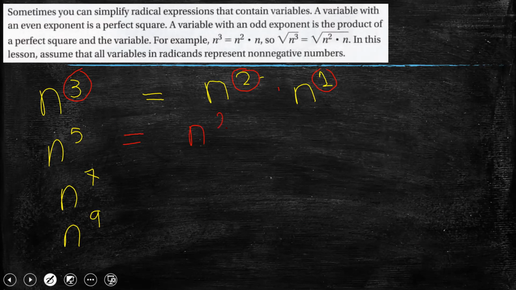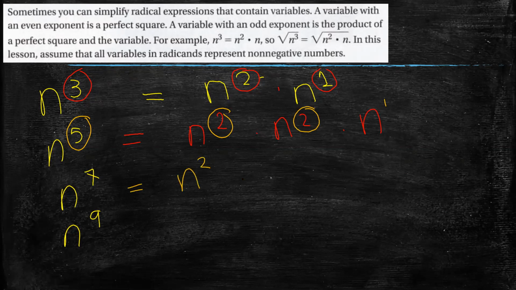It is n squared times n squared times what? N. Exactly. Look here, I have number 5. I know that 5 is 2 plus 2 plus 1. Now, n to the power 7 is n squared times n squared times n squared times n. Is it right? 2 plus 2 plus 2 is 6, plus 1 is 7.